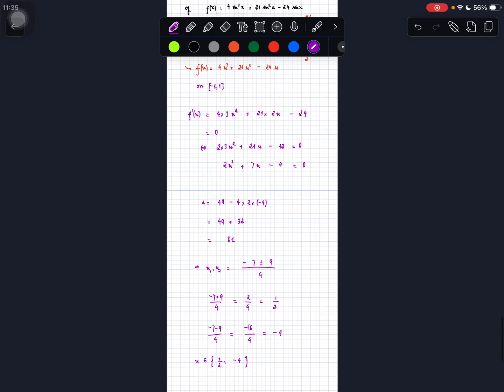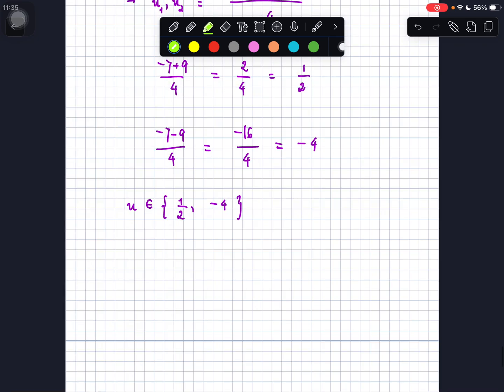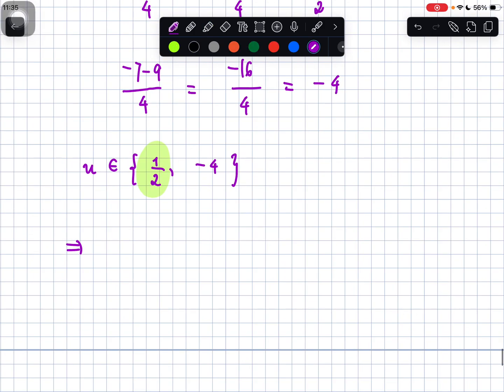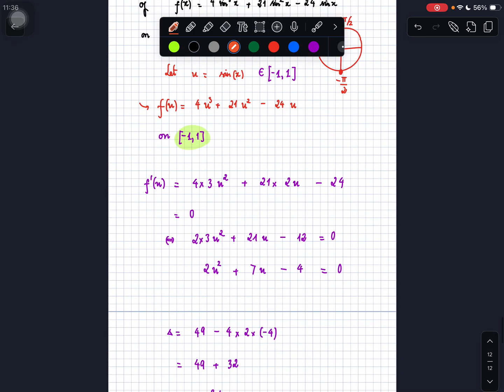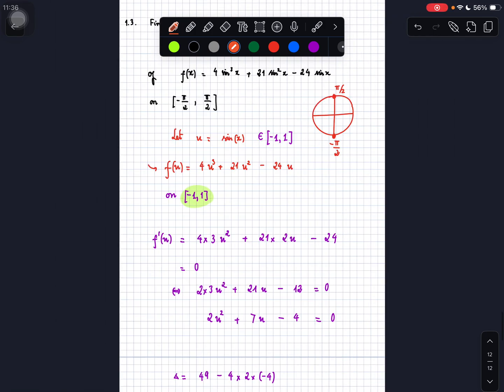But our variable u is only on minus 1 to 1. So for these two values, I can only choose this one, because minus 4 is not in the interval we work with. Critical point: 1/2, because 1/2 belongs to, let me note here, minus 1, 1. Now we compare f of 1/2 with f of minus 1 and f of 1.